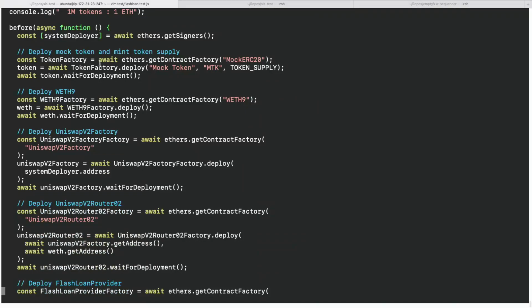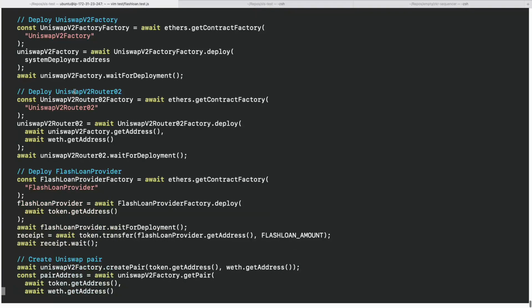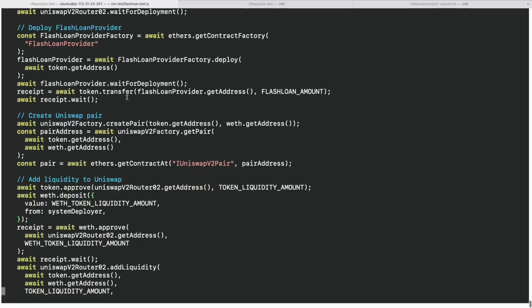I deploy an ERC20 token that will be my mock token that I am going to hack. I deploy WETH because this is what Uniswap wants. I deploy a factory because the factory is needed to create the Uniswap pair. Then I deploy the router so that I can actually trade on Uniswap. And then we deploy the flash loan provider, and we load this flash loan provider with 30 million tokens. Okay, I'm going to scroll up. This is where we are transferring tokens into the flash loan provider.